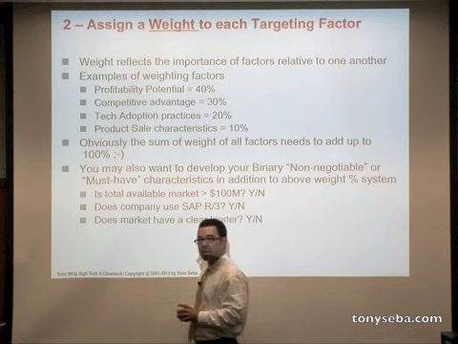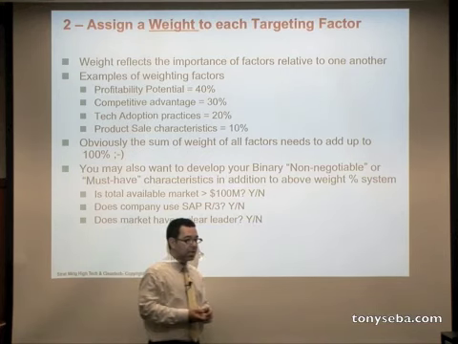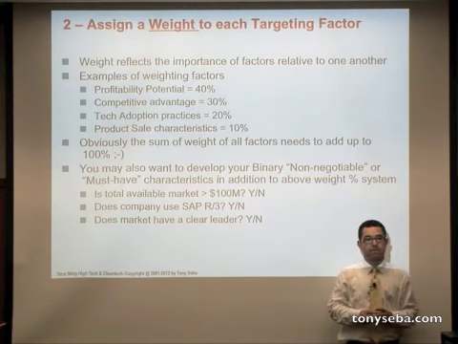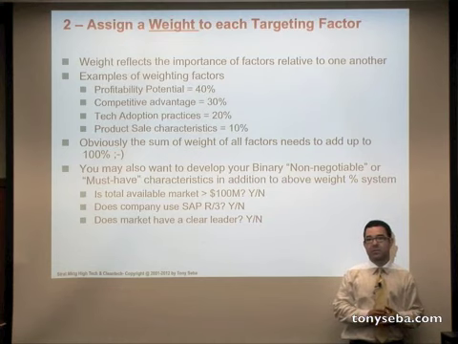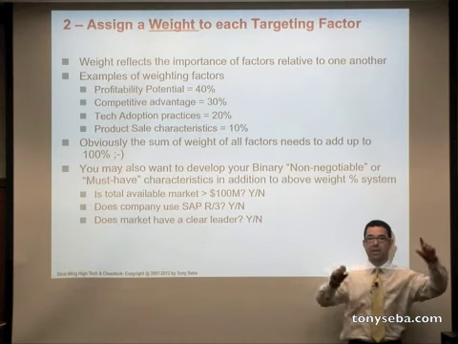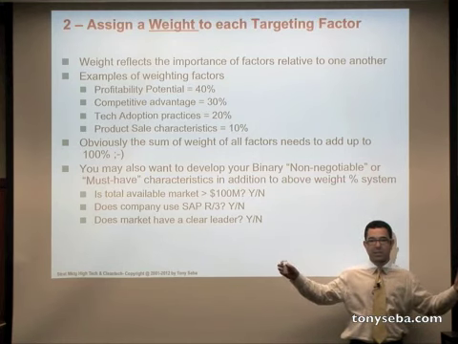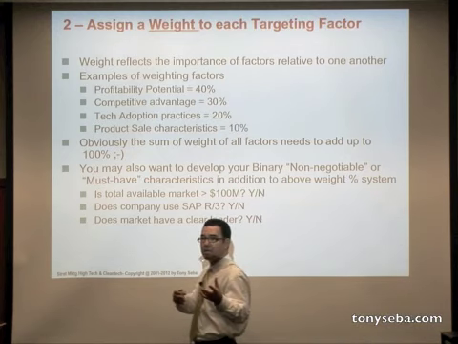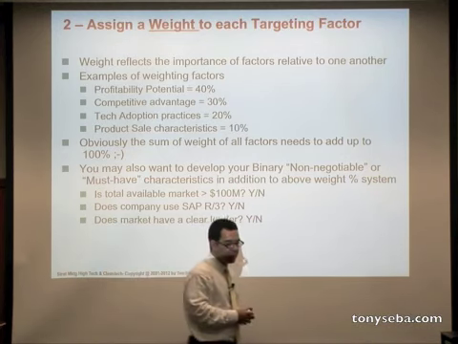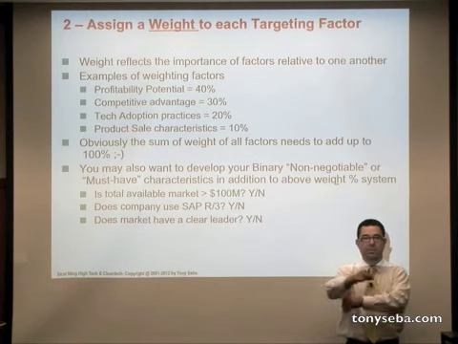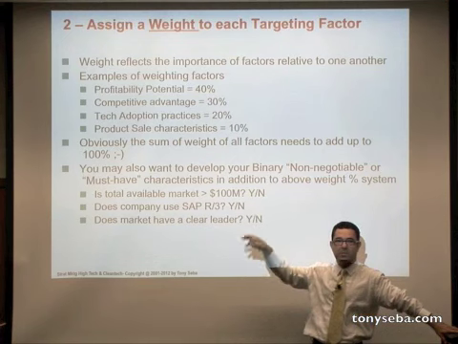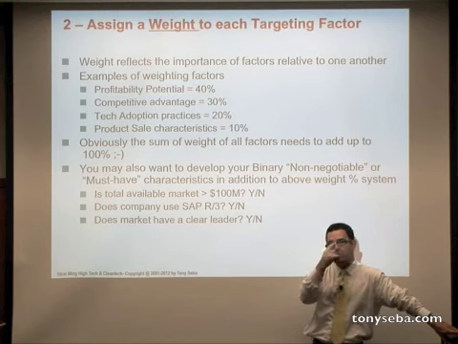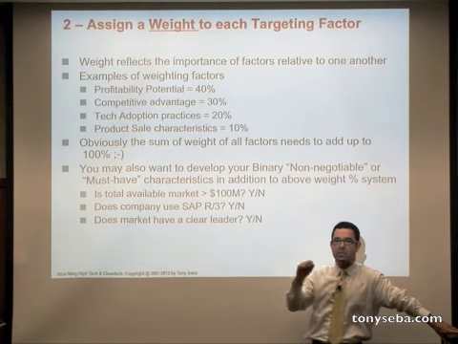Number two, decide what weight each targeting factor is going to have. So sure, you want the 50% gross margin, but how does that stack up against the billion-dollar size, against the, you know, we want to go into markets that have basically tech adoption practices and so on, right? Of course, all of these have to add up to 100%, right? You can't add up to more than that. So how do the different factors stack up against each other?